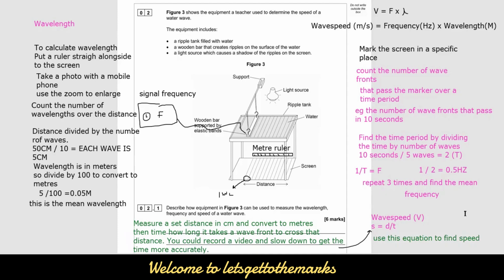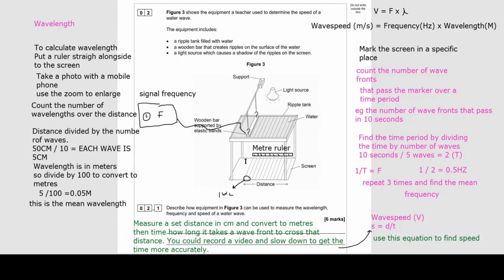Now, if you've got a ripple tank 6 marker and it says find the frequency, you can just explain this method here for how you'd find the wavelength. Then you can say, find the wave speed, and rearrange this equation, wave speed over lambda wavelength, and that will give you the frequency. Or it's totally up to you. But often you can just find the frequency on the signal generator.